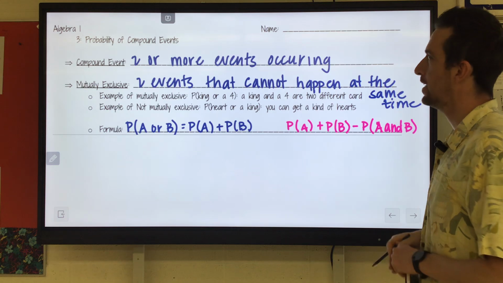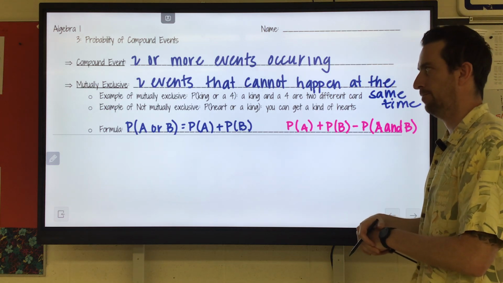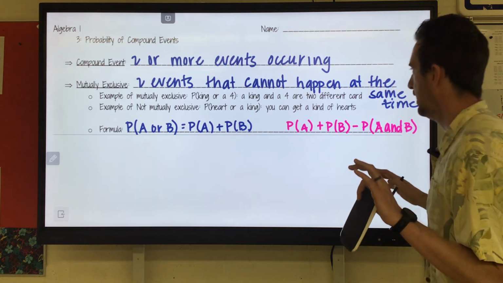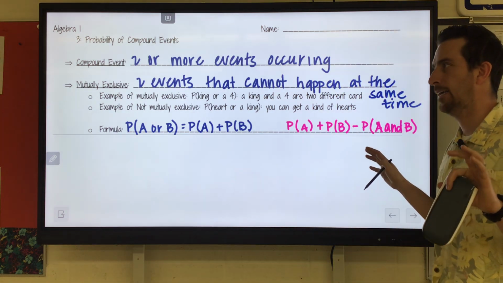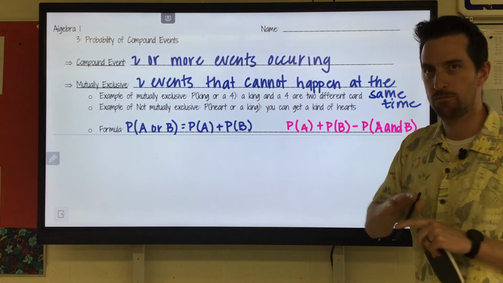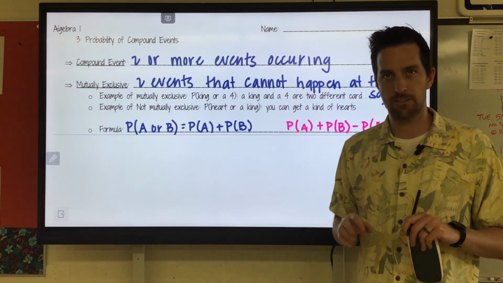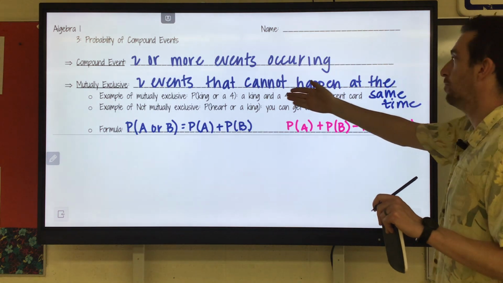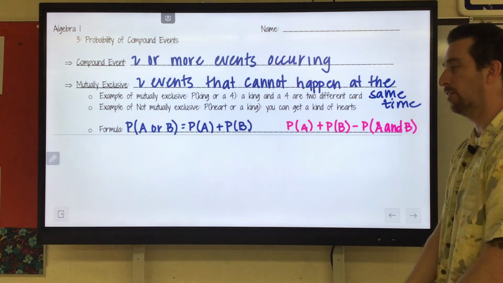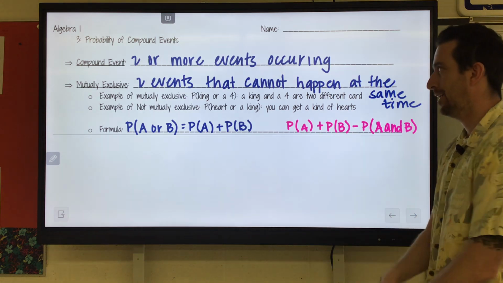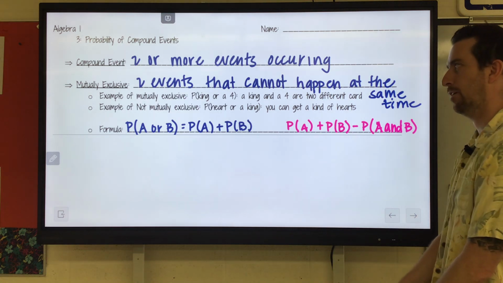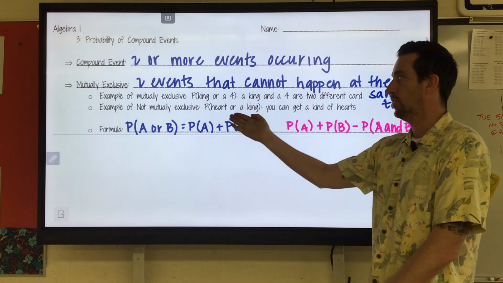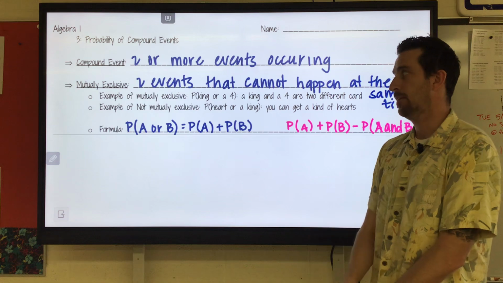So a compound event is 2 or more events occurring. Mutually exclusive means that they can't possibly happen at the same time. So I can't be in my classroom and also be in the cafeteria at the same time. Not possible. Picking a king or a 4, right? You can't pull out a king that is also a 4. They're different cards. Now, you could pick out the probability of a heart or a king. That would be non-mutually exclusive.